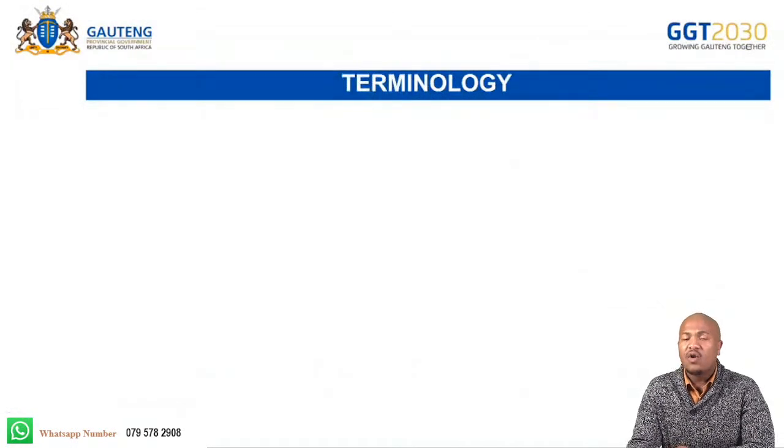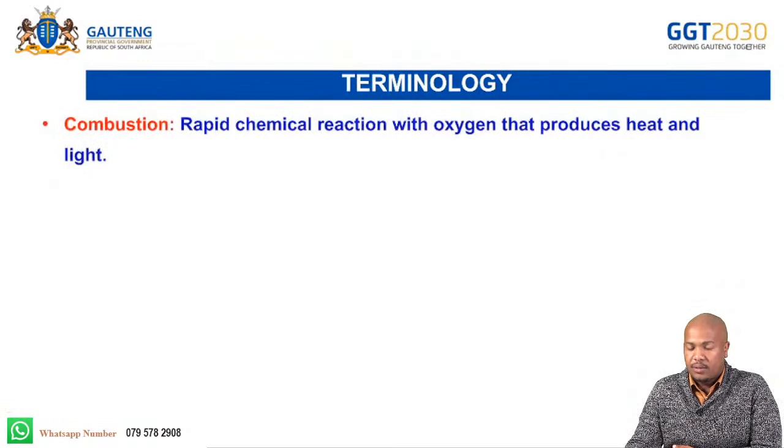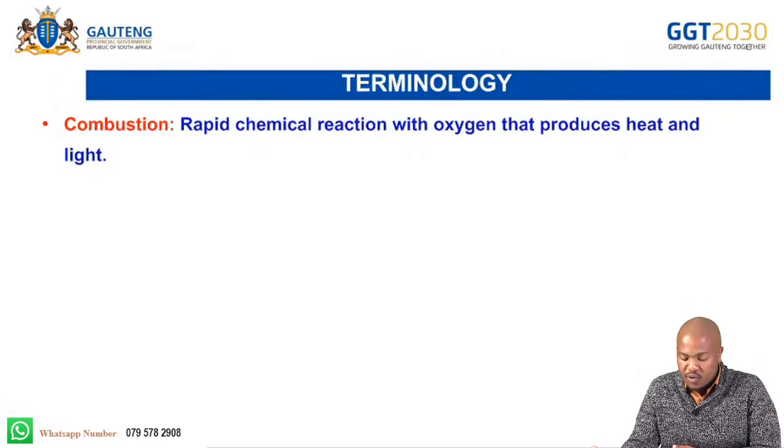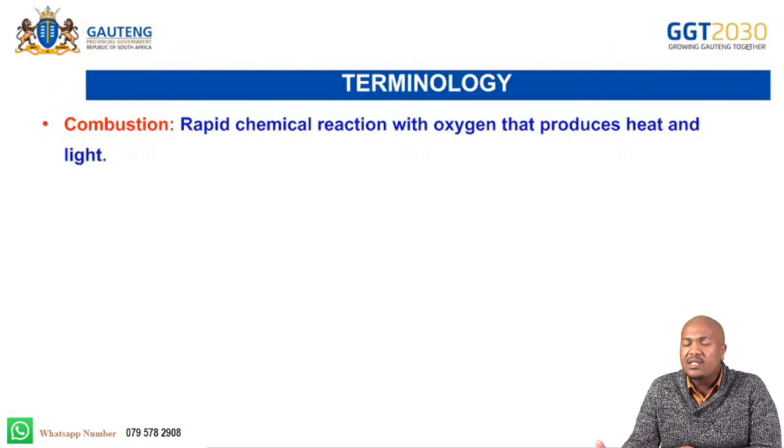Right, before we carry on, let's look at the important terms that are associated with this lesson. The first term there is combustion. We term combustion as the rapid chemical reaction with oxygen that produces heat and light. So simply, it's burning something in the presence of oxygen.